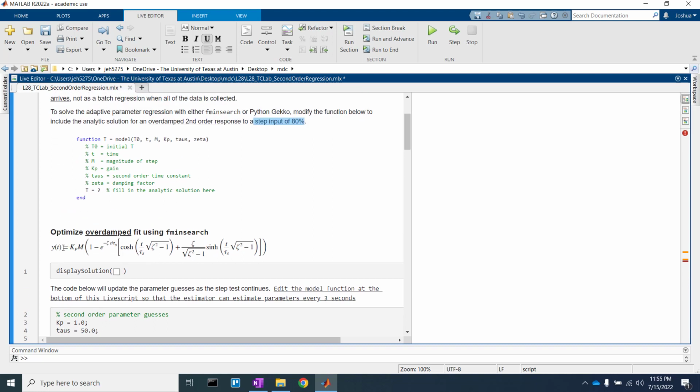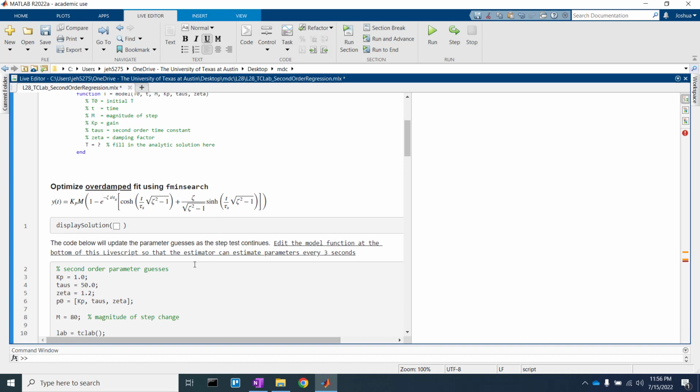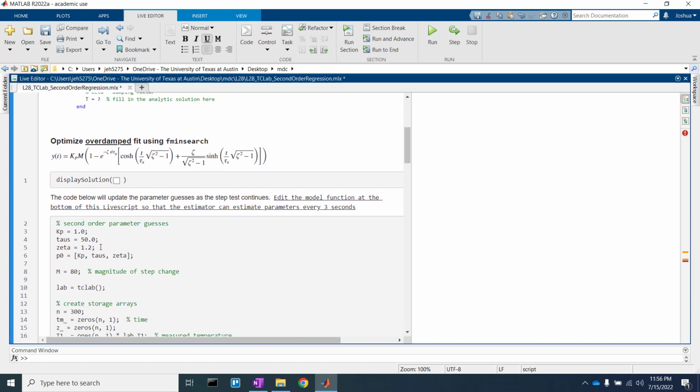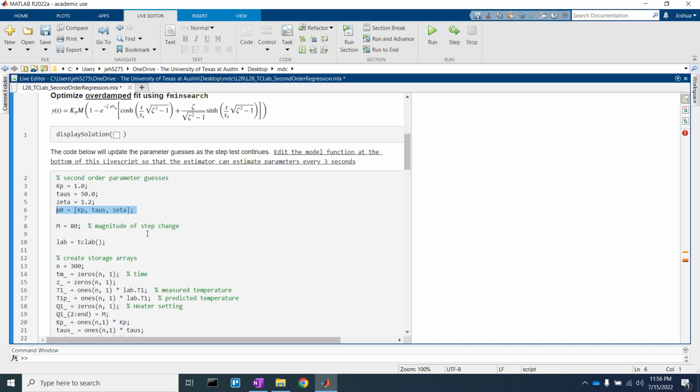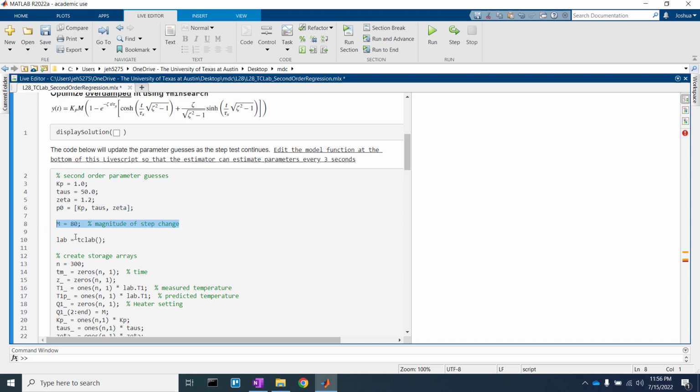Luckily, we can do this. We have our response here for an overdamped equation, which is equal to Kp times the magnitude times this equation right here. So let's go ahead. We're going to have our parameters, which are going to be solved for, which are Kp, tau s, and zeta. Those will go into here. Those are going to be our initial parameters that we're going to use. We also have our initial step change.